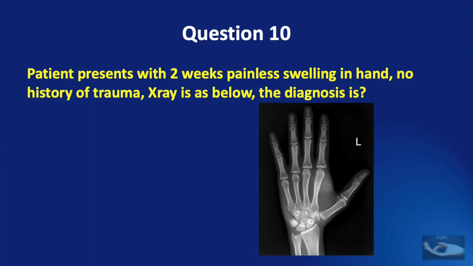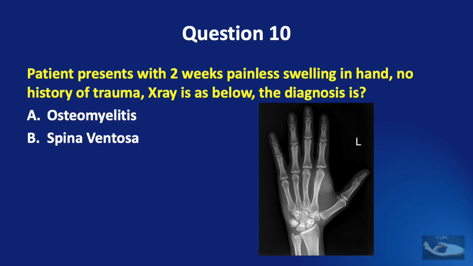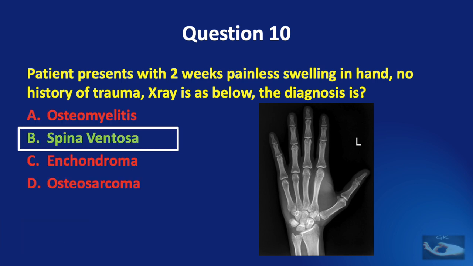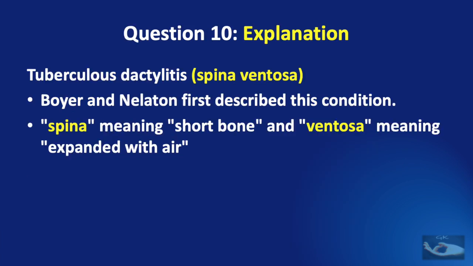Question number 10. A patient presents with 2 weeks painless swelling in the hand with no history of trauma. The X-ray is as below. The diagnosis is osteomyelitis, spina ventosa, enchondroma or osteosarcoma. And the correct answer is spina ventosa. Spina ventosa is another name for tuberculous dactylitis.